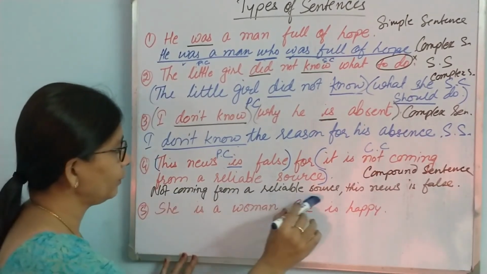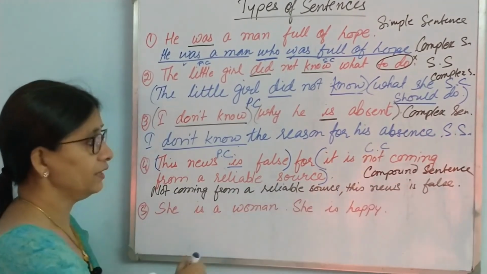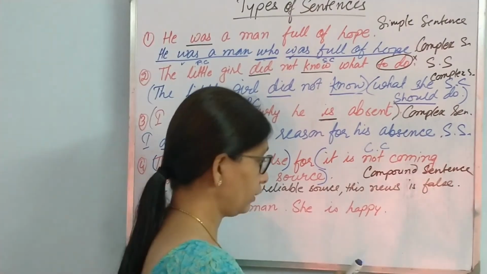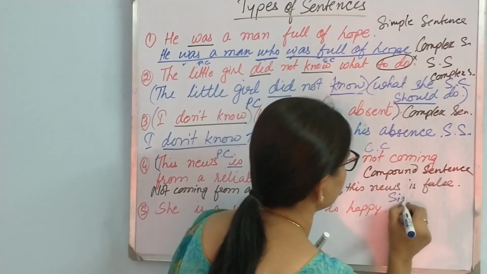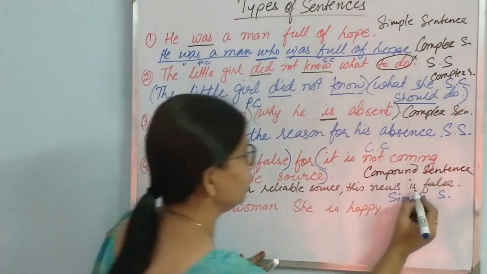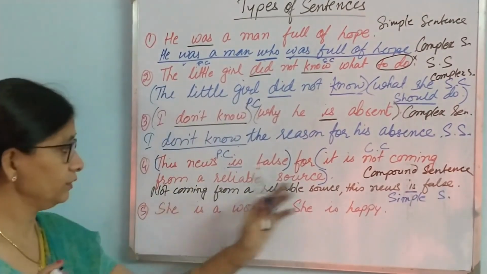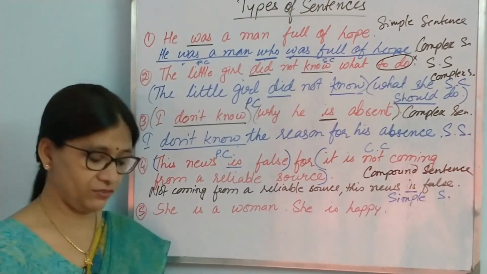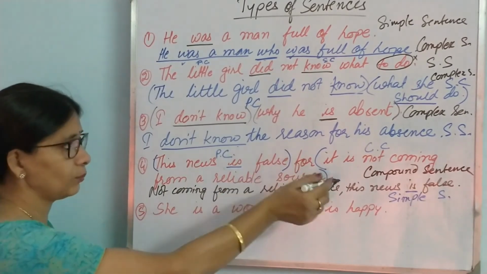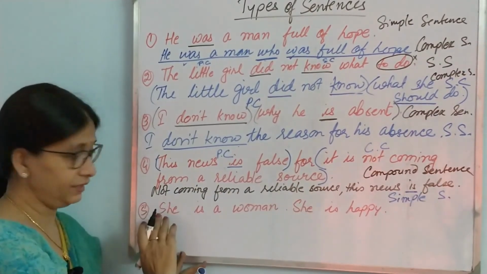So not coming from a reliable source, this news is false. This becomes a simple sentence, not a complex one. It is a simple sentence, because it has got just one verb, that is. So this is a simple sentence. So we are just changing over one. Okay, from compound to simple we made. Now let us see the last one.